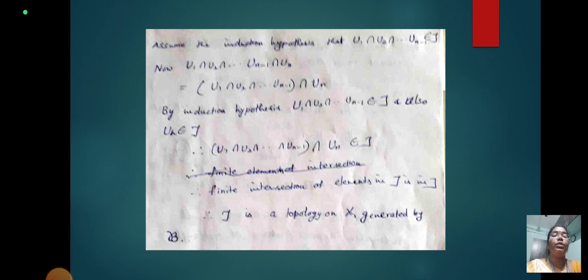Also we have Un belongs to tau. Therefore, U1 intersection U2 etc. U(n minus 1) intersection Un belongs to tau. Condition 3 is verified for n. Hence, we say that finite intersection of elements of tau is in tau. Hence, the tau generated by script B satisfies the three topological conditions. Therefore, tau is a topology on X generated by script B.